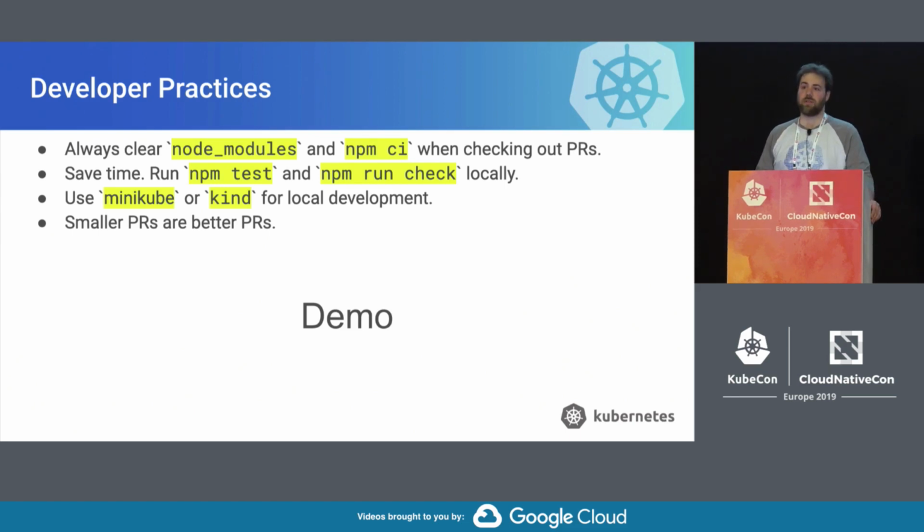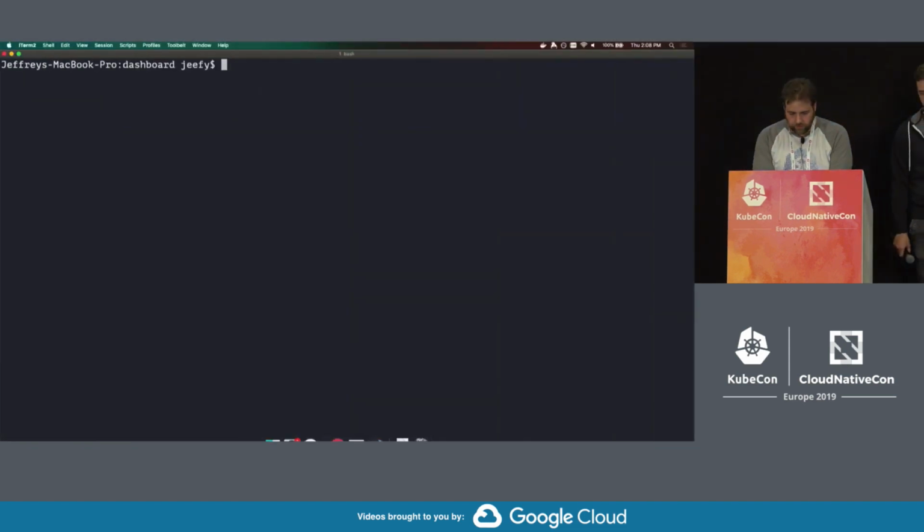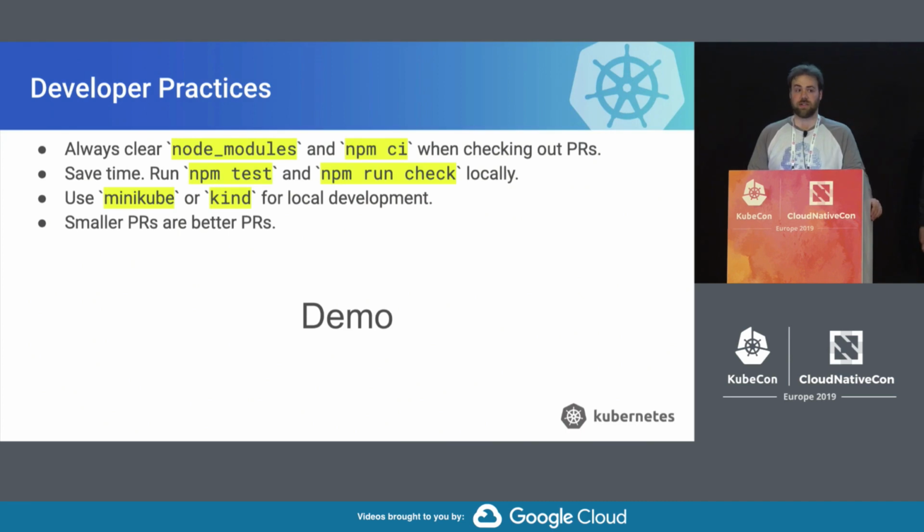So for a demo, I was going to use Kind, which is Kubernetes in Docker, to spin up a cluster locally, and then spin up a version of the dashboard off of master. So literally, if you git cloned the current dashboard code, that's what we would be running. One thing I won't do because of conference Wi-Fi is clear my node modules and run npm ci, because we would be here for the entire time.